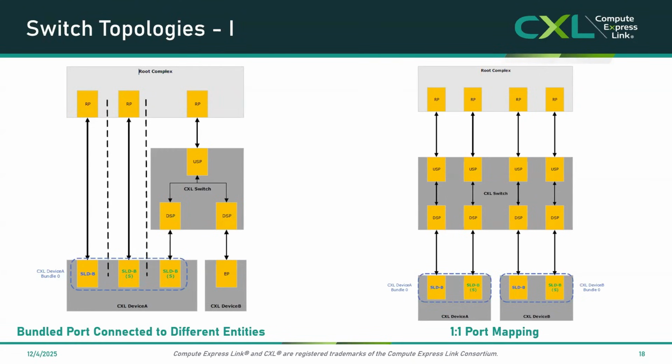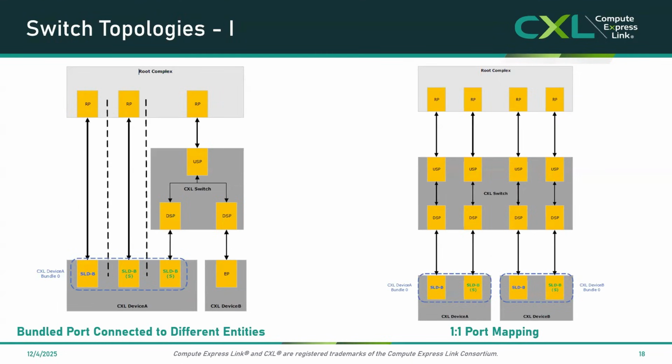So the simplest one, with a switch, is the one shown on the right, where we just have simple one-to-one port mapping. The switch has 4 upstream ports and 4 downstream ports, and they are used to connect 2 devices. Each of them has a single bundle, so device A bundle 0 and device B bundle 0. The traffic just flows straight up. There is no crisscross happening there. So that's the simplest one.